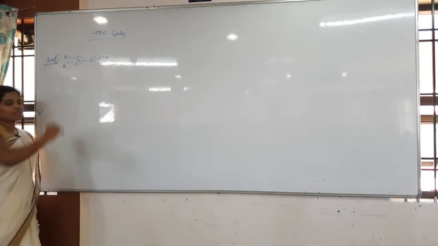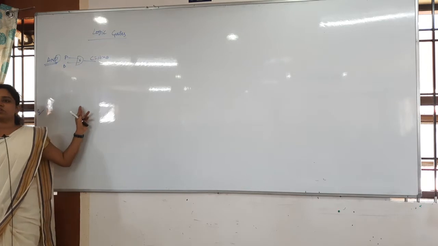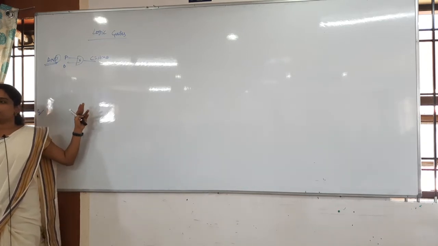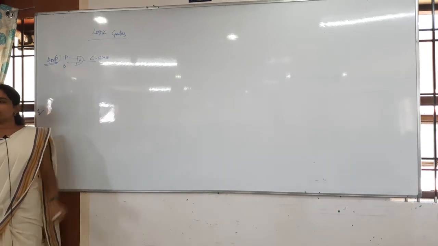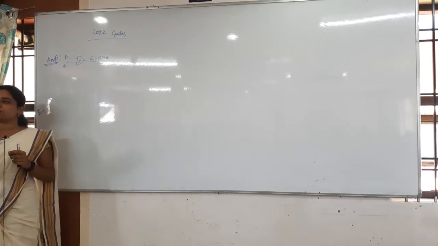B. Otherwise A dot B we will get. So 0 0 0 0 0 0 1 1 0 1 1 1. That is about the truth table structure: 0 0 0 1 1 0 1 1.